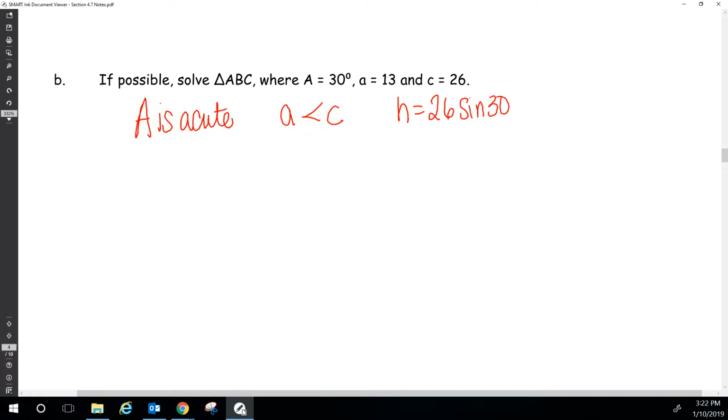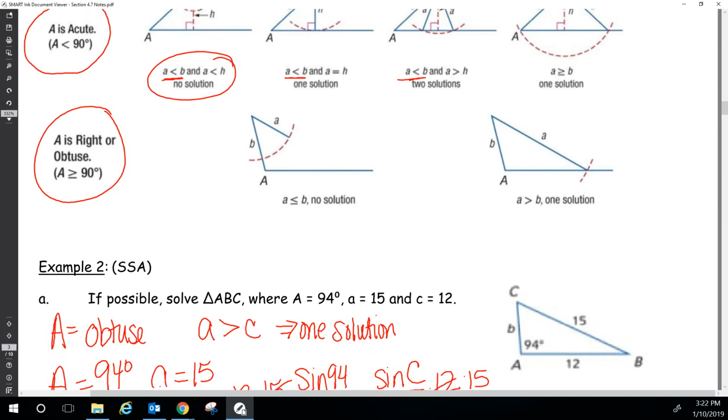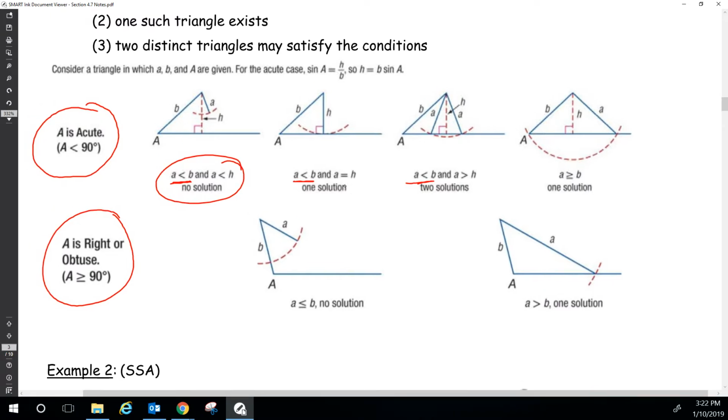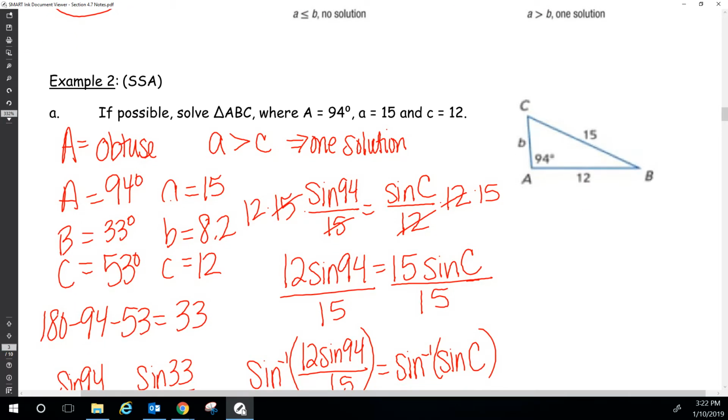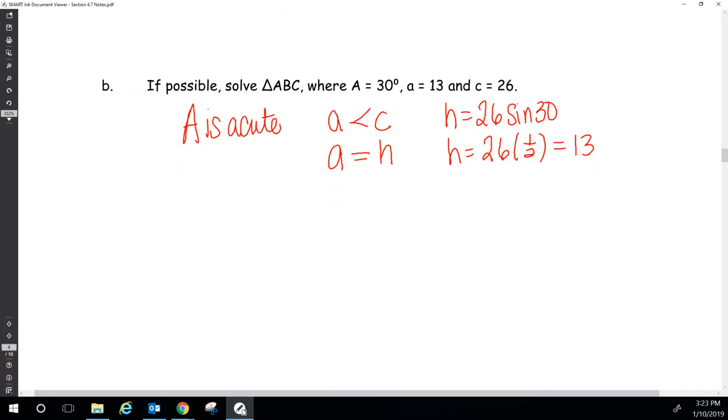And I know from my unit circle, sine 30 is a half. Can you plug this into your calculator? Absolutely. But I know it's a half, and 26 divided by 2 is 13. So this time, A is 13, H is 13, so they're equal to each other. Let's go back up and see what that means. All right, we got A is acute. We got A is less than C, and A is equal to H, so we have one solution. Anytime we have one solution, we're going to solve it with law of sines just like we did before. All right, so we found out there's a solution, so let's go ahead and solve it.